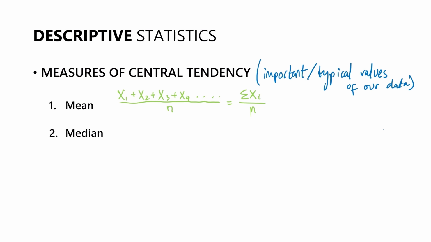Moving on, we have the median. So this is just the middle value in a sorted list. So again, let's say we have a range of values.